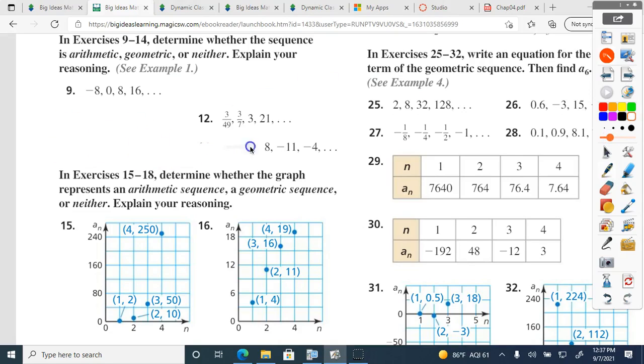9 and 12. What's it asking us to do? We are deciding if it's geometric, arithmetic, or neither. Explain your reasoning. To explain, you're just going to tell me what your R or what your D is, or if it doesn't have one. You got number 9. Go ahead, Mike. It's adding by 8.